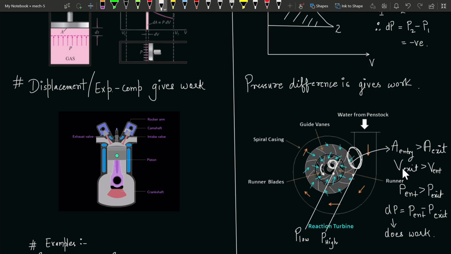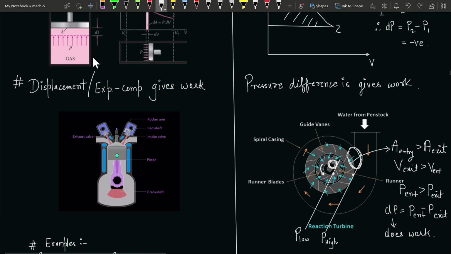Therefore, if you talk about velocity from the continuity equation, A1 V1 is equal to A2 V2, considering it for an incompressible fluid like water, we'll see that the velocity at exit will be more as per the continuity equation. And as per the Bernoulli equation, we can see that the entrance will have more pressure than the exit, right? So this change in pressure from high to low is why the fluid will flow, and therefore we get the work done at the shaft of the turbine. So this work is basically due to the change in pressure.